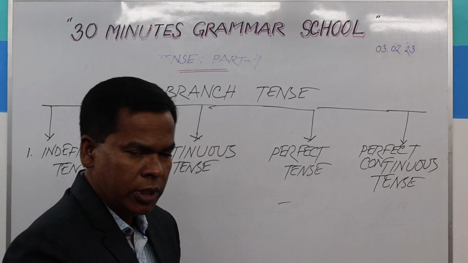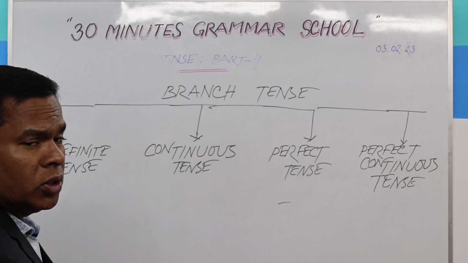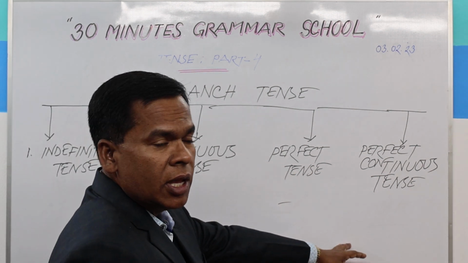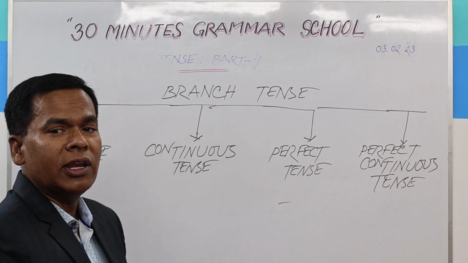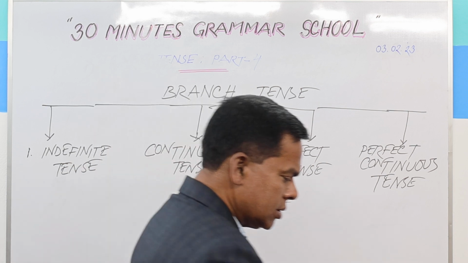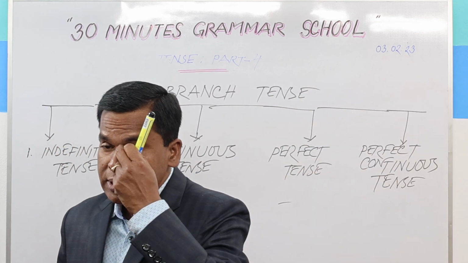Okay, dear learners, look here. This is the branch of the tenses. We know that for branch tense there are four kinds: indefinite tense, continuous tense, perfect tense, and perfect continuous. And we have already gathered the idea of the tricks for finding out the branch of any tense. Okay, my dear boys, I think you all have understood about the tenses.